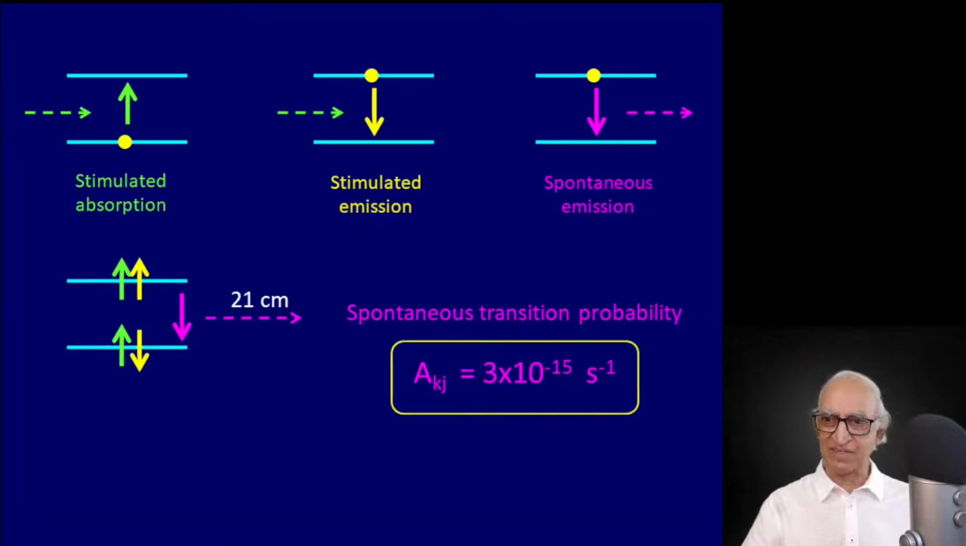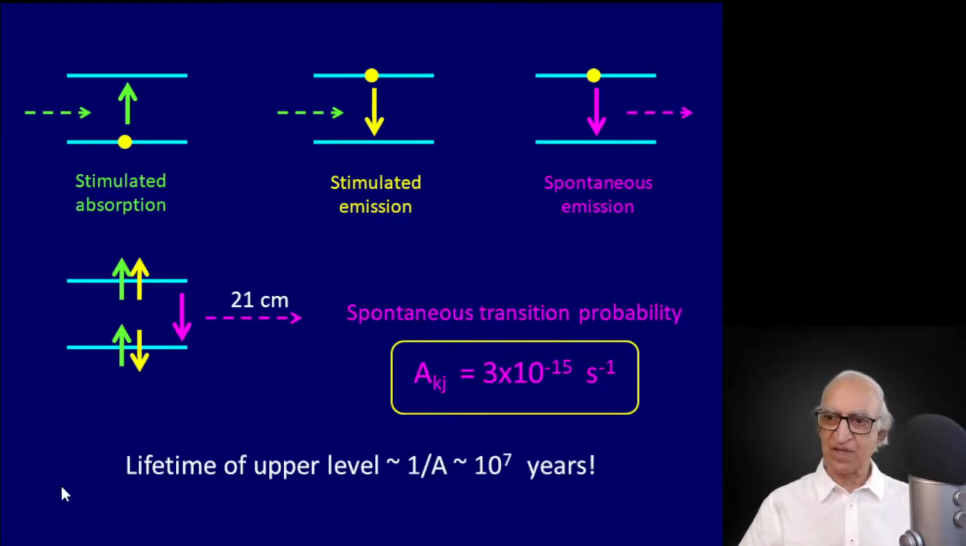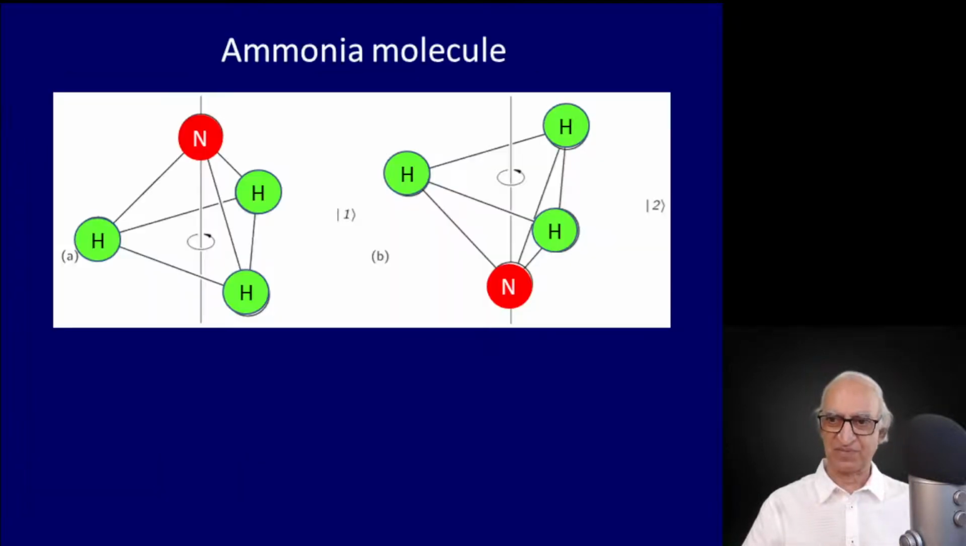If you remember this particular quantum number, the spontaneous transition probability A21 of a hydrogen atom jumping from this upper hyperfine level to the lower hyperfine level is incredibly small, and the lifetime of this upper level is about 10 million years. We discussed this when we discussed the interstellar medium. That long lifetime is now going to be put to use in making a maser.